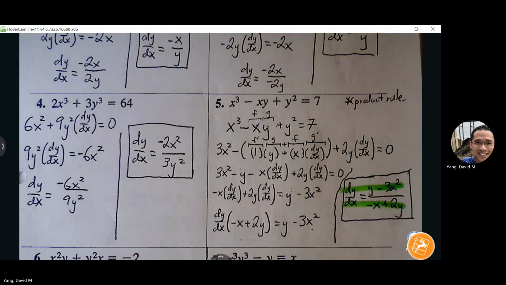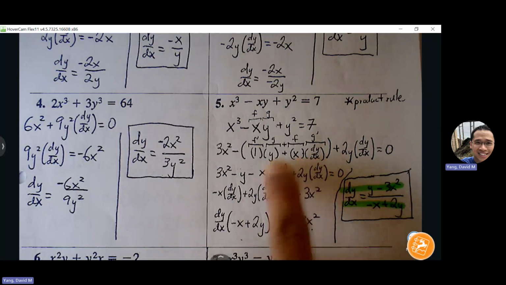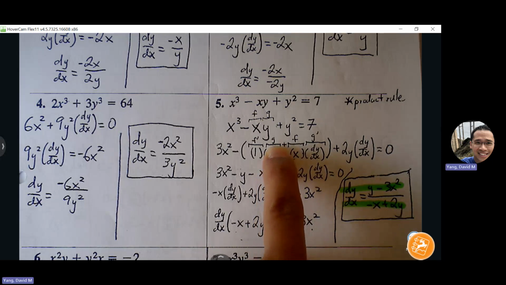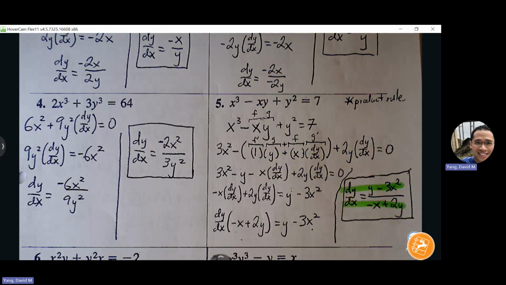Question, yeah. Why does the g get no dy dx? Why is it g prime? Right, why do we not do dy dx here for the y? Because g is not asking for the what? For the derivative, yeah. So we only do dy dx if there's something asking for the derivative.